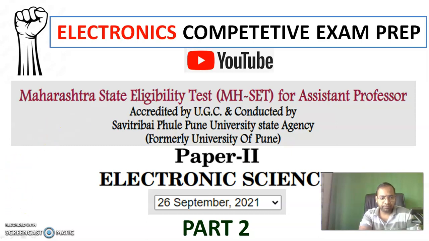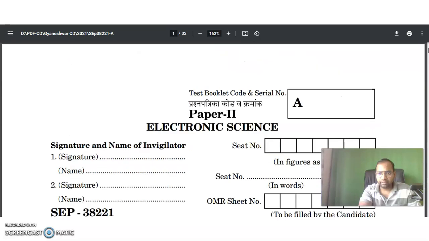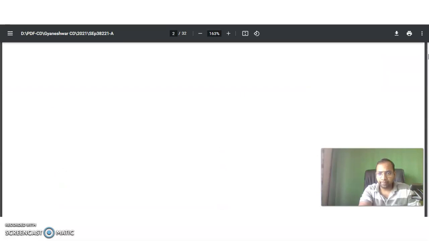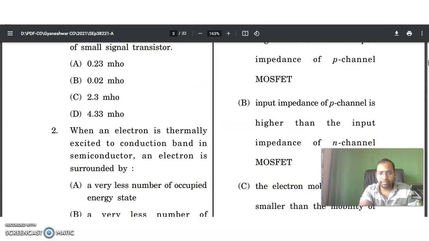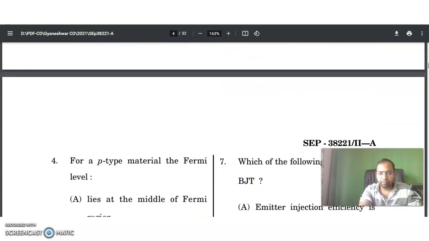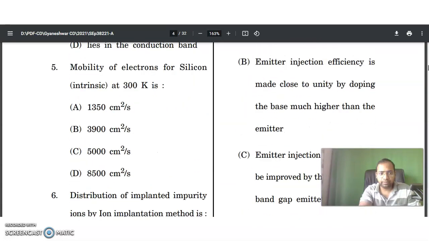Now coming to the present content of the video, it is paper 2 electronic science in 2021 conducted by the MHSET. In this question paper we already saw 4 questions, and coming to the next question, that is the 5th one: mobility of electrons for silicon, intrinsic, at 300 kelvins.